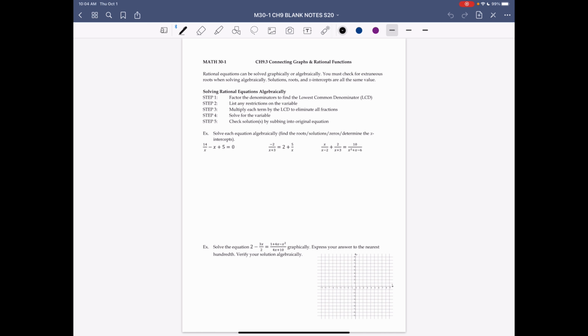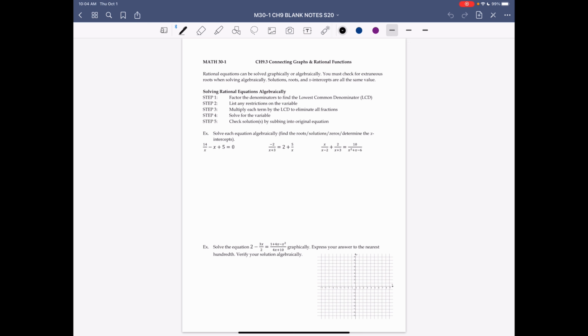Solving rational equations algebraically. It's a 5-step process. First step is to factor the denominators and find the lowest common denominator. Step number 2, list any restrictions on the variable, so find our NPVs. Step 3, multiply each term by the lowest common denominator to eliminate all fractions. Step 4, solve for the variable.